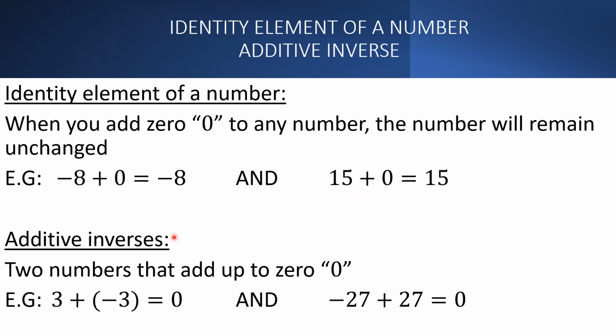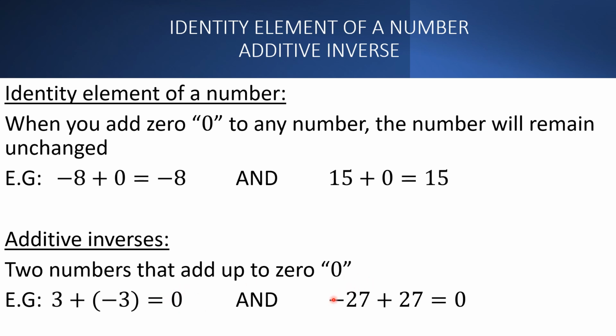Now let's look at additive inverses. Two numbers that add up to 0 are referred to as additive inverses. Now let's look at 3. What would be the additive inverse of 3 on the number line? Check the mirror image of 3 on the number line, and that would be negative 3. So negative 3 is regarded as the additive inverse of 3. You add the two, you will always get 0.